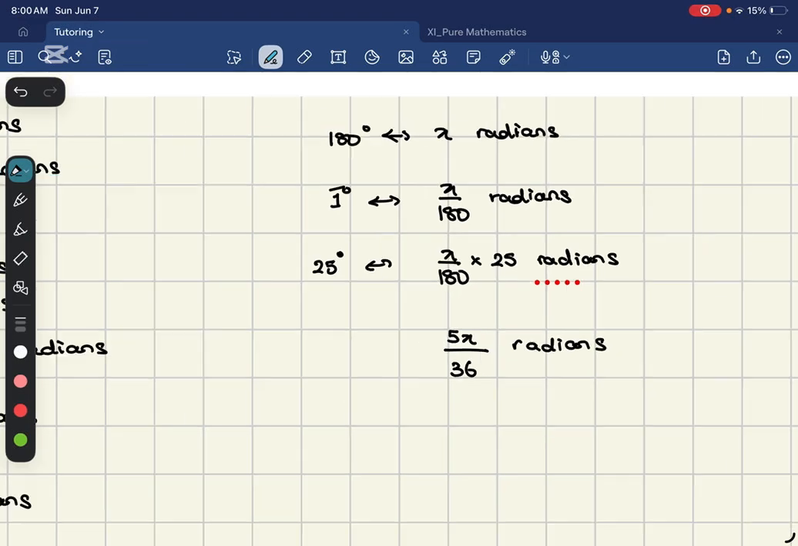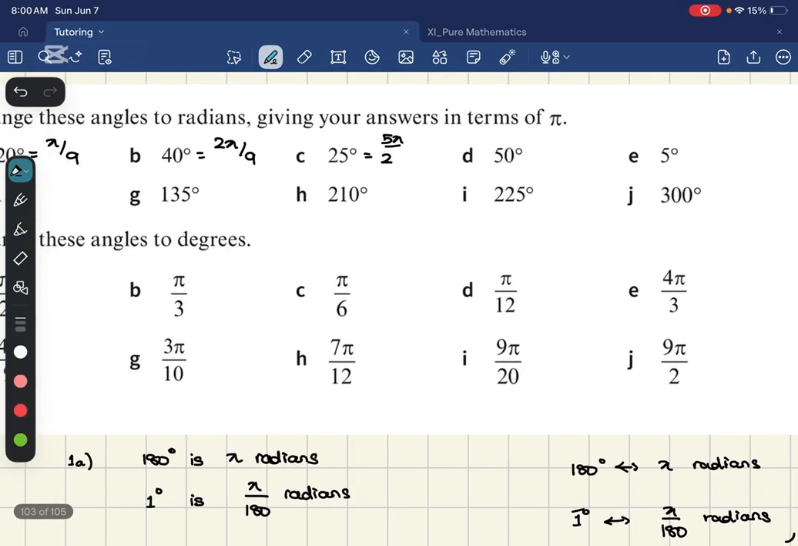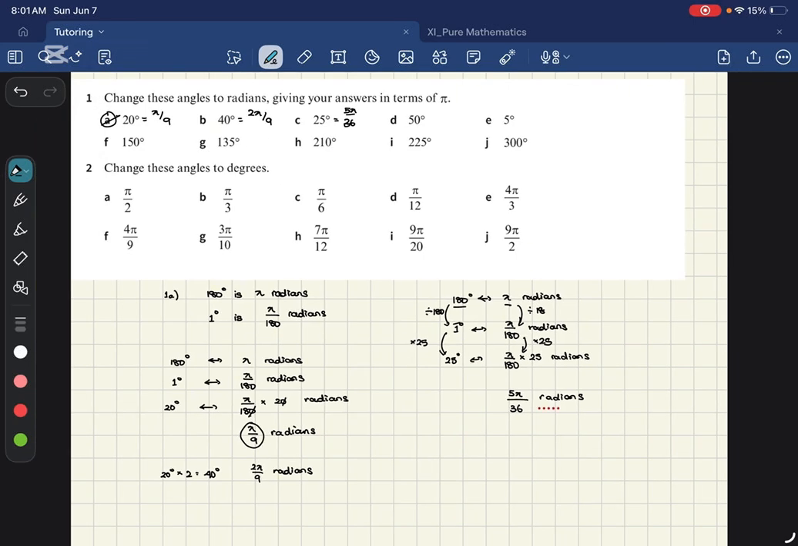All right. So that is 25 degrees. 5 pi over 36 radians. And I hope this was clear. So you start with 180 degrees is pi radians. So 1 degree has to be pi divided by 180. You divide by 180 so that if you divide by 180, you get 1 here. You need to divide by 180 as well. And if you multiply by 25 here, you do that here as well. And that is how you convert. And you get 5 pi over 36.